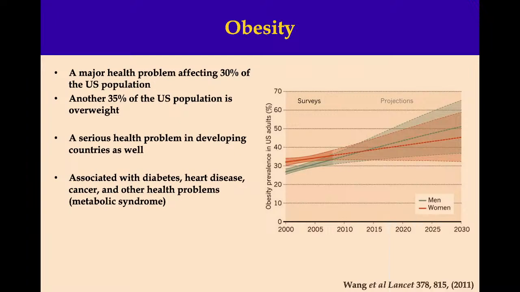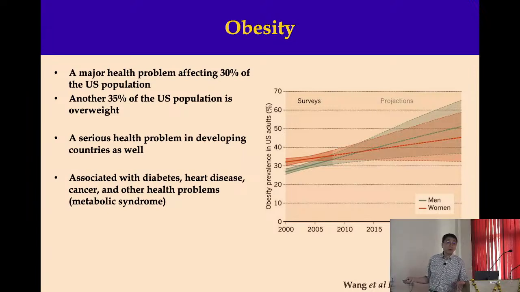So in the US, of course, it's a major problem. 30% of the population, though this slide is old, 2011, but I don't think things are getting better. Well, maybe over the past couple of years, things are a little bit better, but anyway. A third of the population is obese, another third is overweight. So a third of the adult population in the US has a weight problem. And it's a problem all over the world, in developing countries as well, I think India as well, is my understanding.